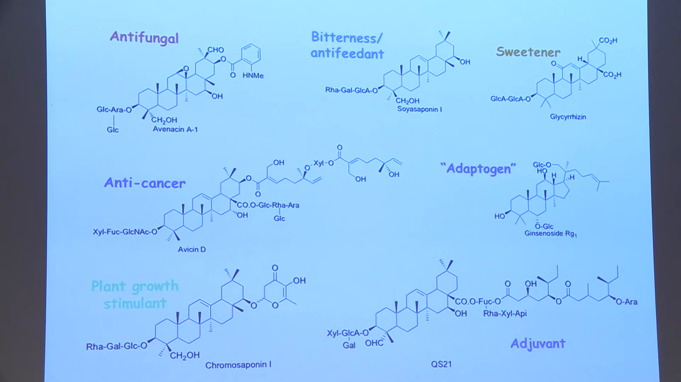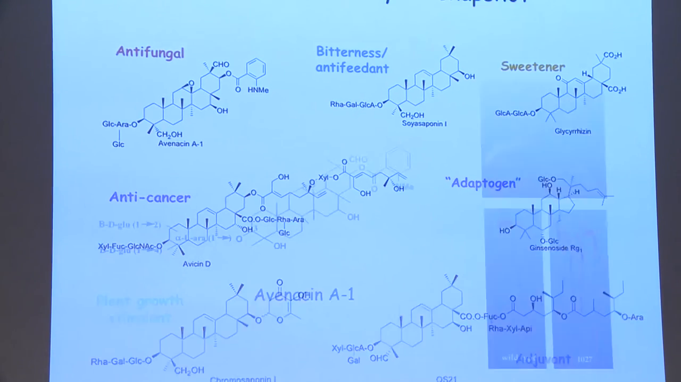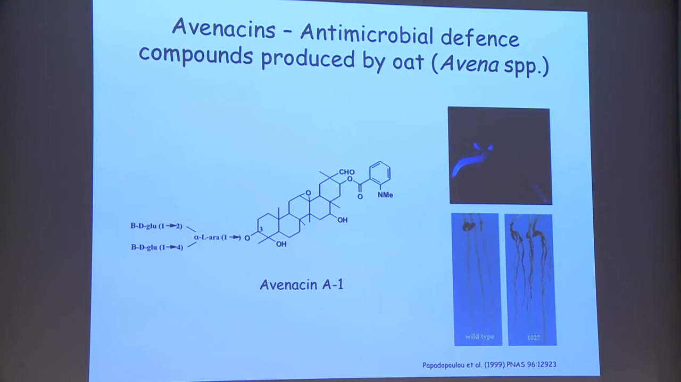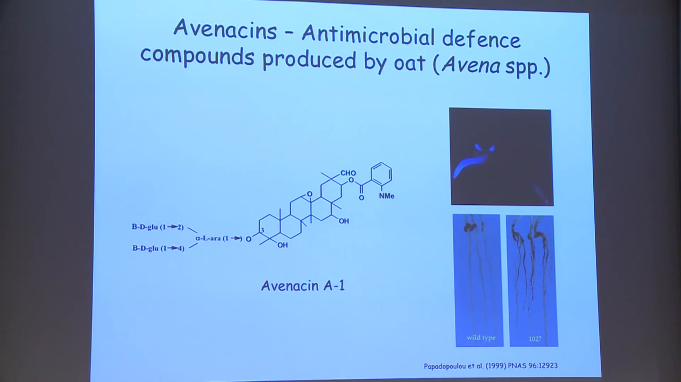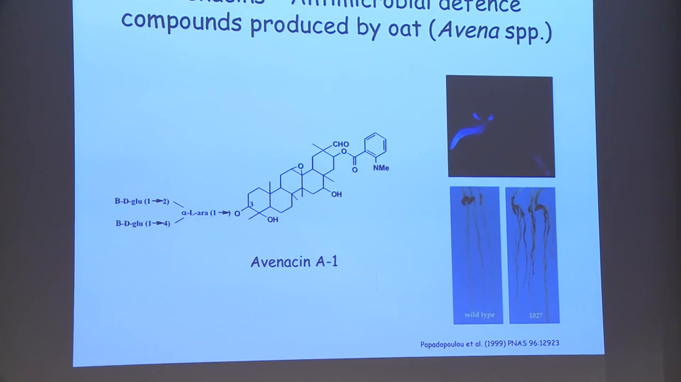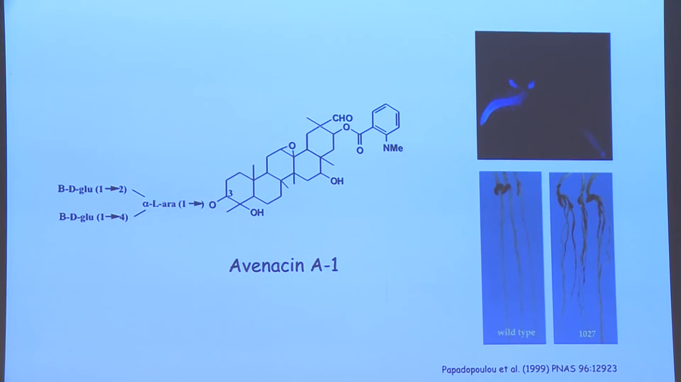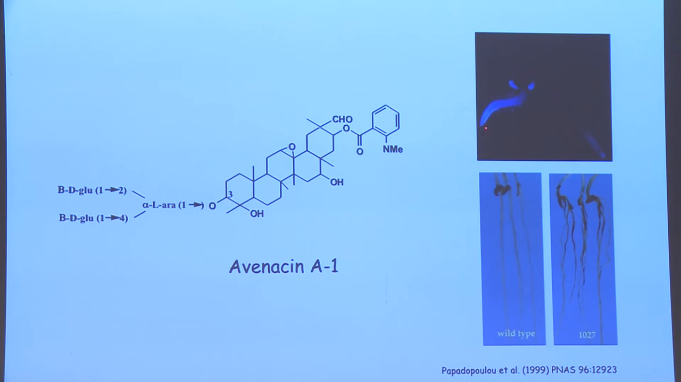And what got me interested in this whole area is this molecule here, which is called Avenosin A1. And this is one of those stories of serendipity. It started because I was interested in some papers published in the 1940s by a lady called Elizabeth Turner at the University of Oxford, who had seen that the tips of oat roots, Avena, fluoresce bright blue under ultraviolet light. And she made extracts from these roots, and she found that there was a substance in there which was antimicrobial. And she called this root tip glycoside because she'd shown that it was glycosylated.